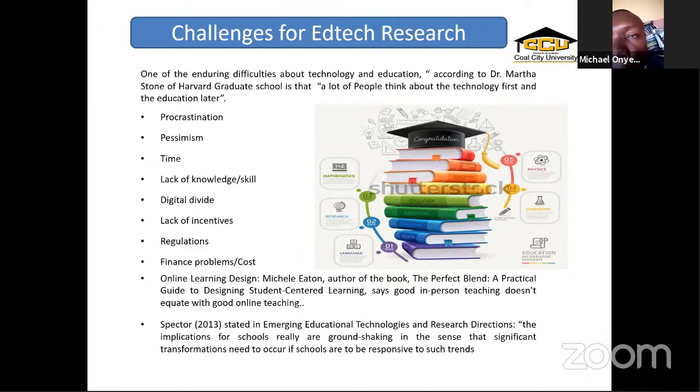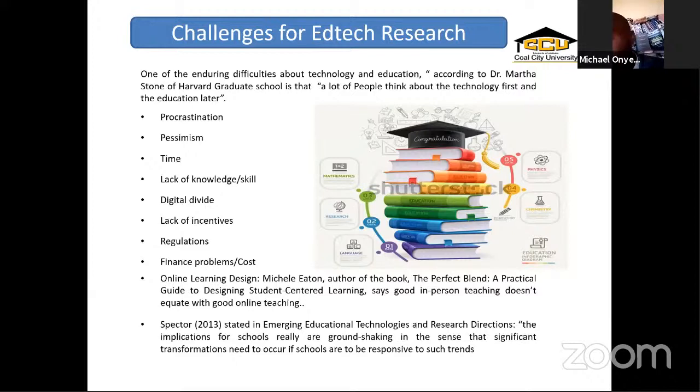Then financing problem, money. I have said it when I was talking about research. People may not have the necessary resources to invest in this education technology research unless they have sponsorship from tech organizations or corporations or organizations that can promote the work they do. Because education technology research is not free, it's not cheap.